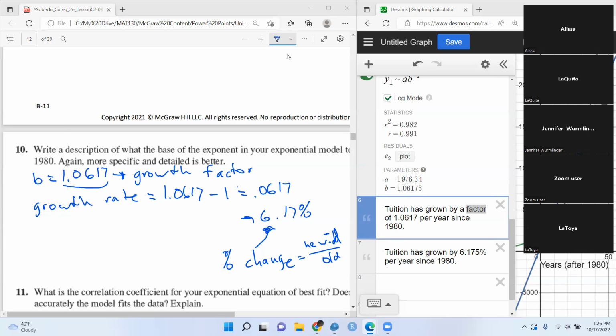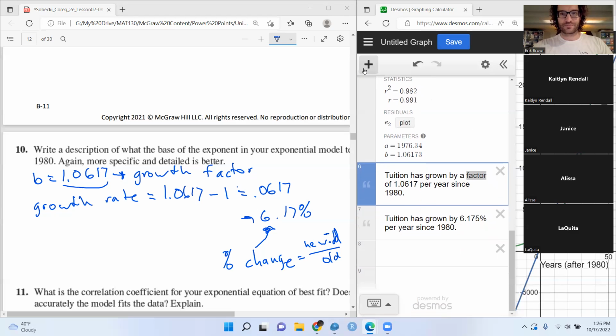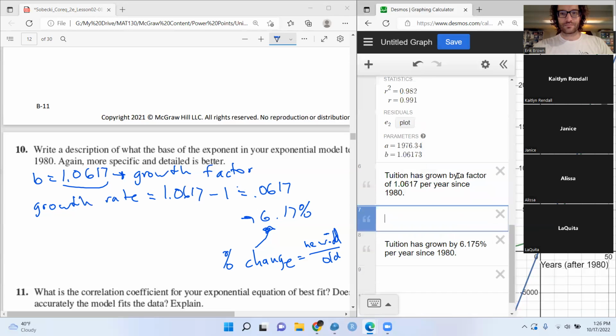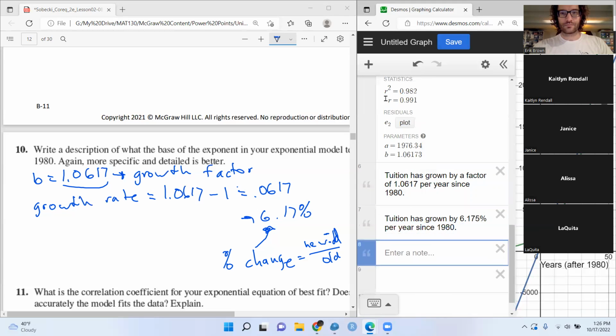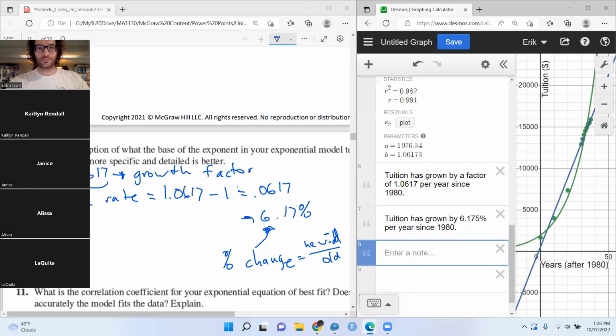All right. Can anyone identify the y-intercept and interpret it in context? And I'll start. Y-intercept is 0, something.